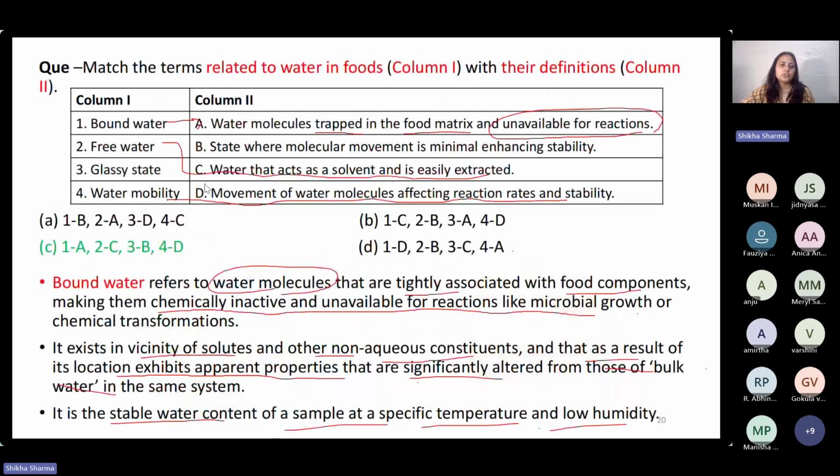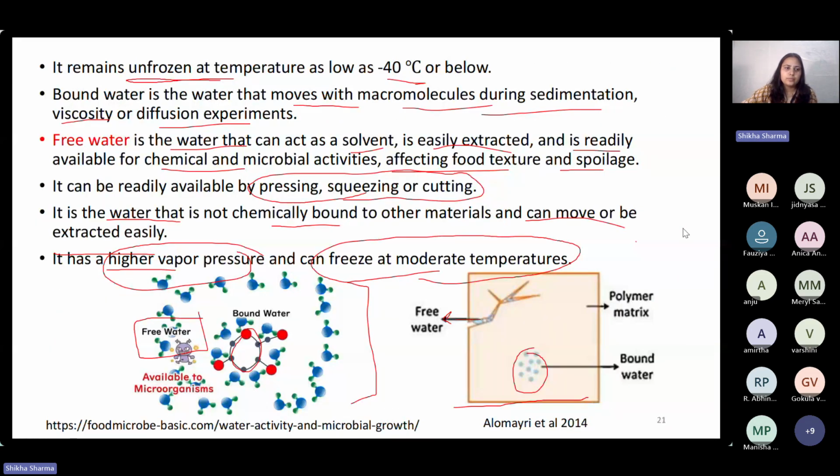So here, the third one is the glass state, which is related to the state where molecular movement is minimal, so enhancement of the stability. So answer C is correct here.